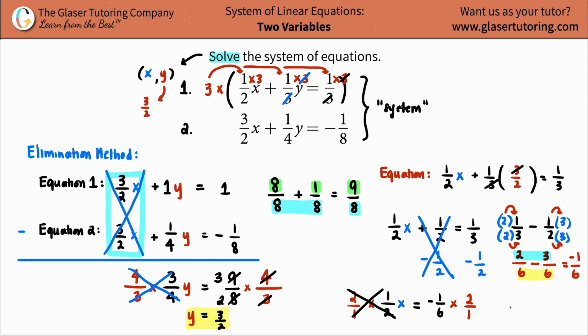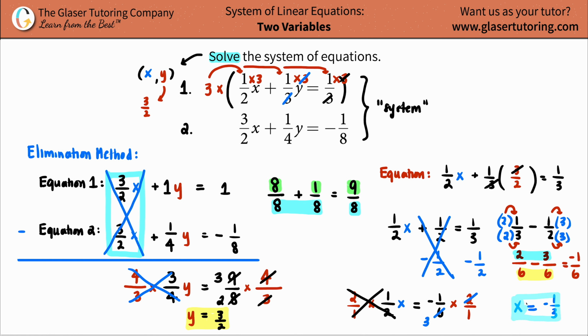And now, there we go. We can simplify this, right? 2 on the top, 6 on the bottom, that leaves a 3. And the 1's are 1's. So this would be negative 1/3. And that is your x coordinate.